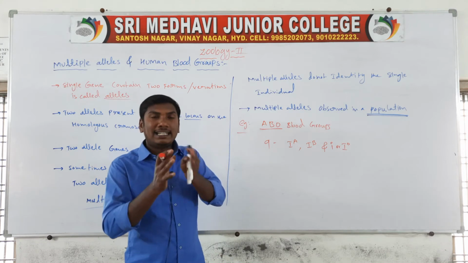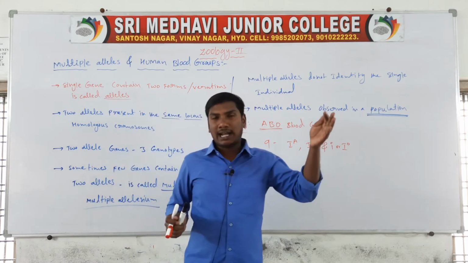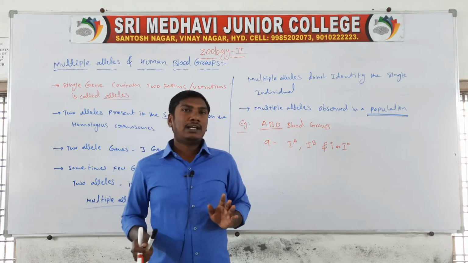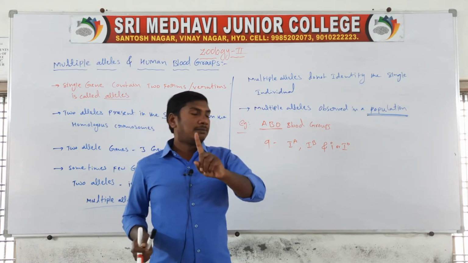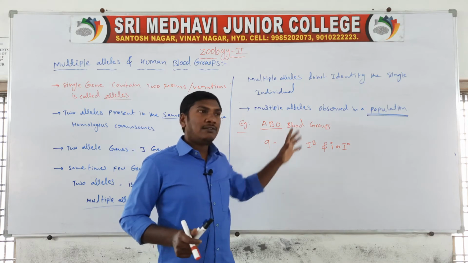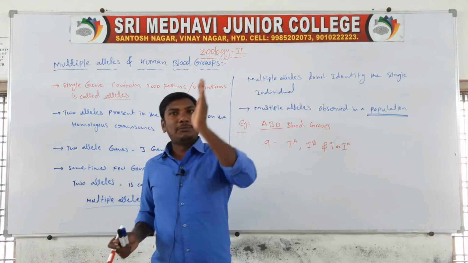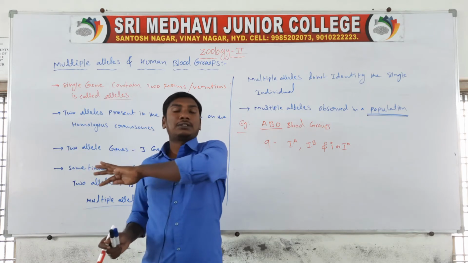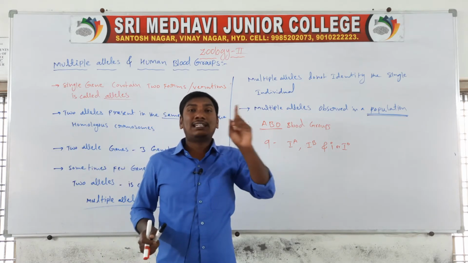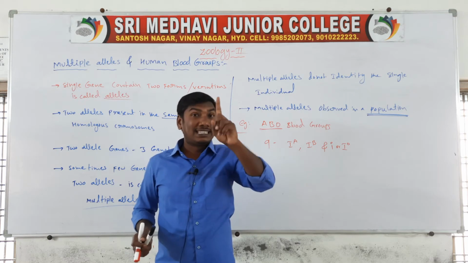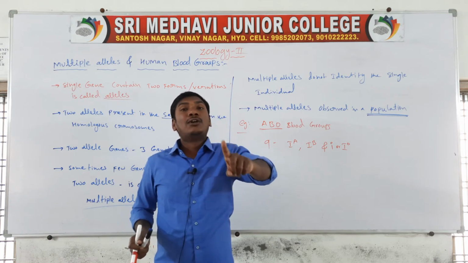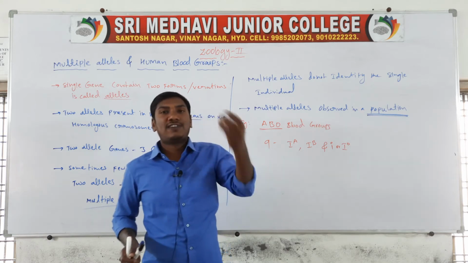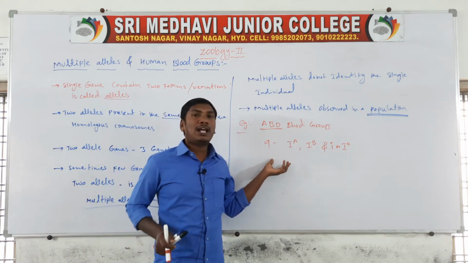A single individual, for example one person, has either A blood group, B blood group, AB blood group or O blood group, but the chromosome is the same, the 9th chromosome. Few members have A blood group, few have B, few have AB, few have O. These groups are all present on chromosome number 9. So, the single chromosome contains more than 2 alleles, more functions, and they are called multiple alleles.